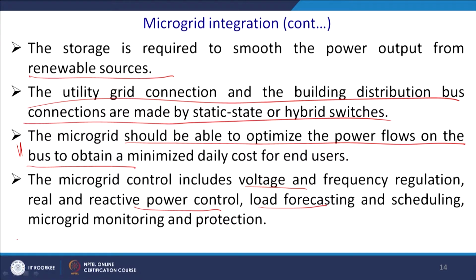and the microgrid monitoring and protection. Protection is a very important issue, especially in the DC microgrid, because it does not have a normal zero crossing, as explained in the case of the AC system.